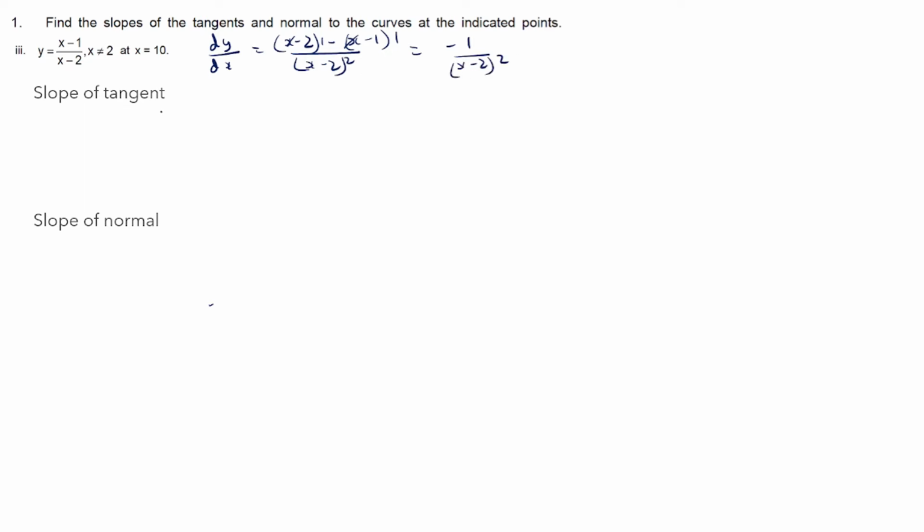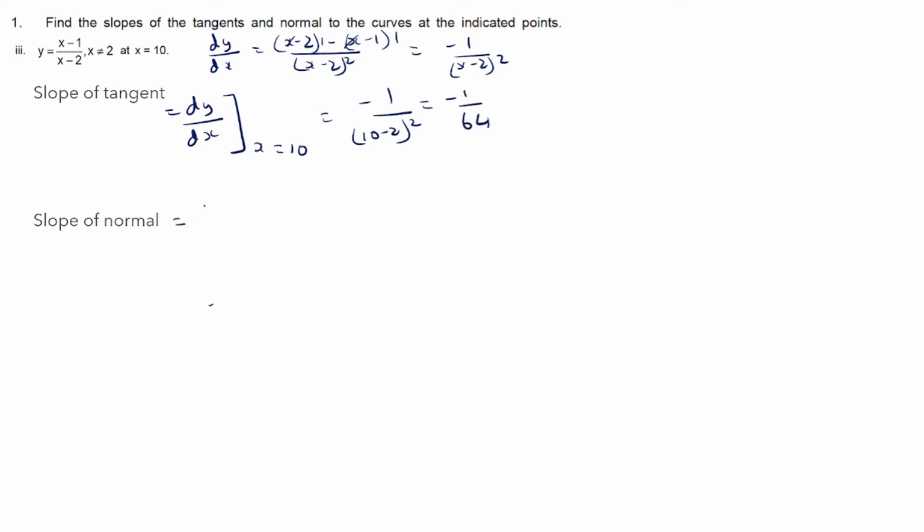So the slope of the tangent is equal to dy by dx at x is equal to 10, or it is equal to minus 1 by (10 minus 2) the whole square. So it is minus 1 by 8 square, which is minus 1 by 64.